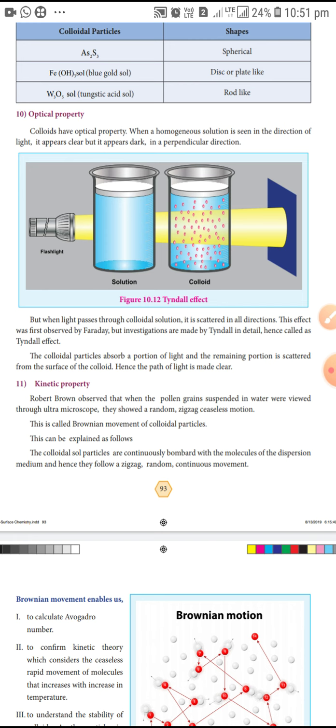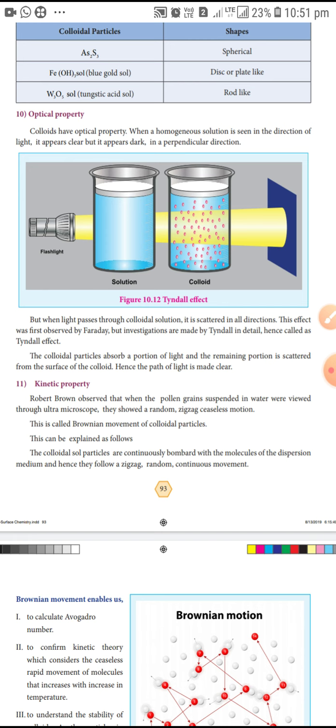Today we are going to study properties of colloids. One of the properties is the optical property. Colloids have an optical property. When a homogeneous solution is seen in the direction of light, it appears clear, but it appears dark in the perpendicular direction.